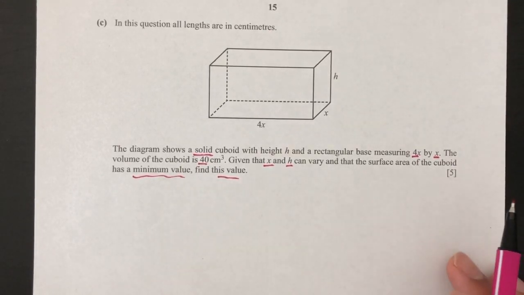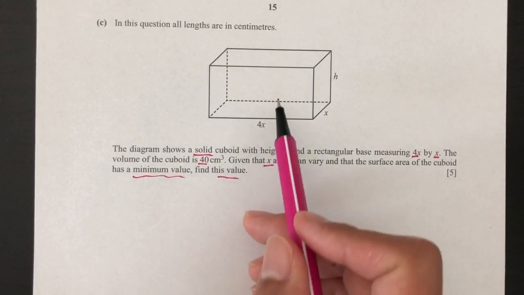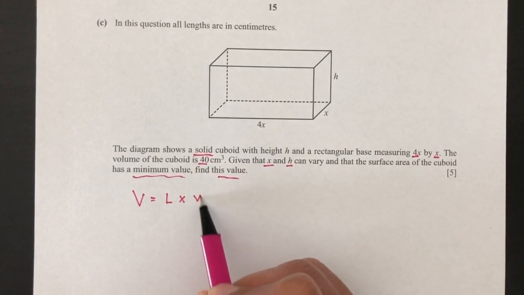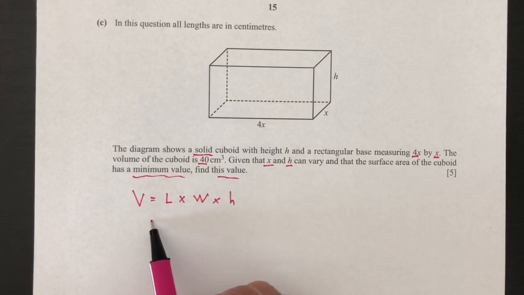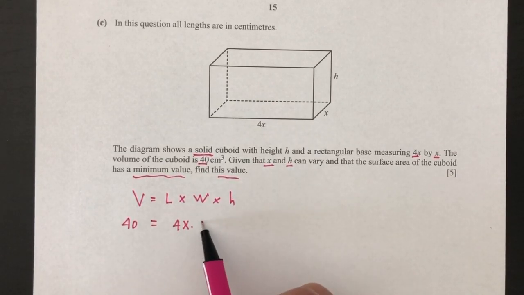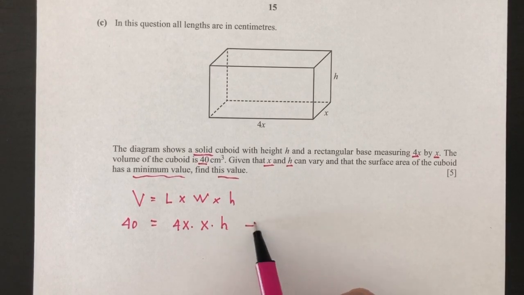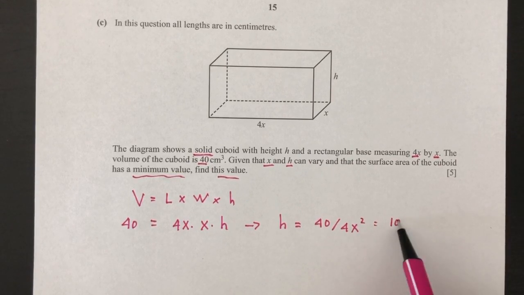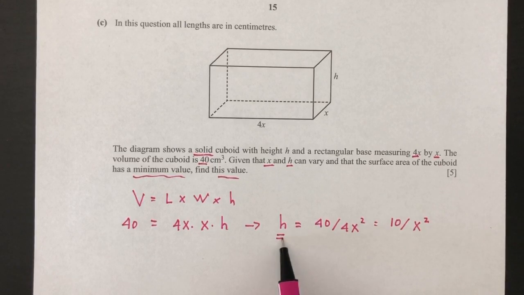First, the volume is given to you. How do you find the volume of a cuboid? As you know, volume will be length times width times height. So volume is 40, length is 4x, times x, times height. From this we have height is equal to 40 divided by 4x squared, which is 10 over x squared. That's the first step, to find the value of h.